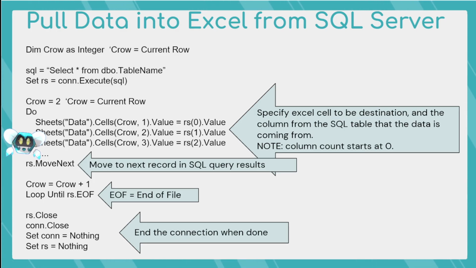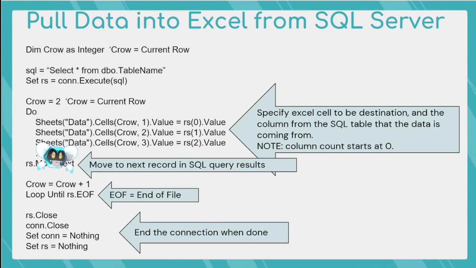Then, after you have all of the columns from the first row in SQL Server, we want to move the record set to the next record, move next. In our Excel workbook, we are going to say the current row, take that current row plus 1 to move on to the next row. And we are going to keep looping until we reach the end of file of our query.